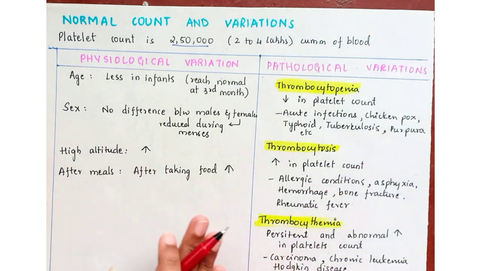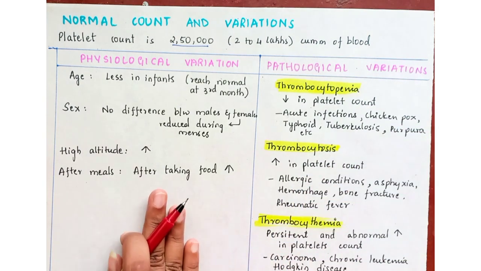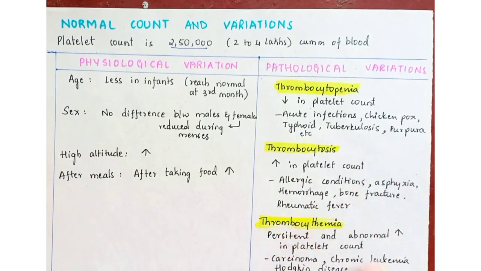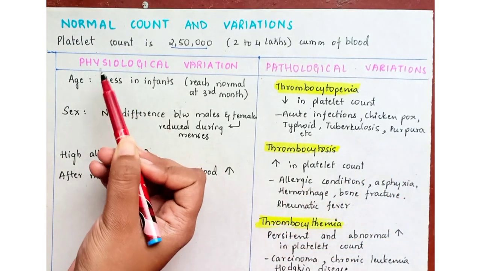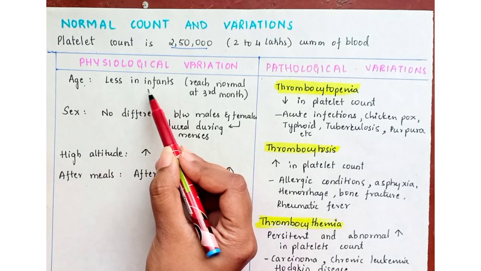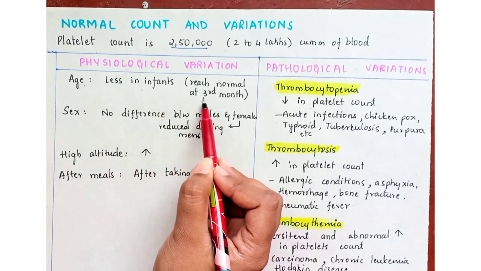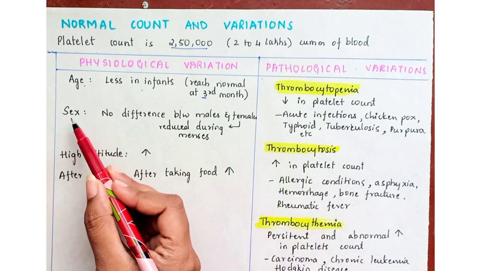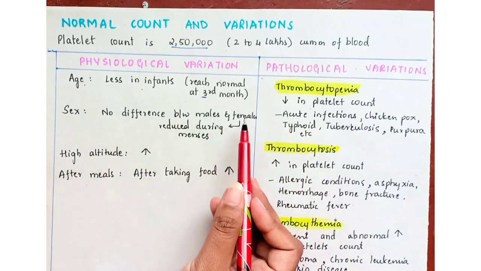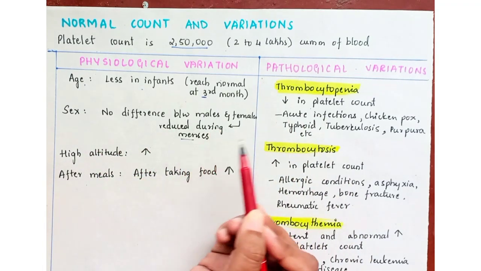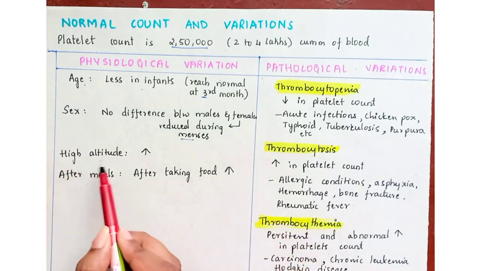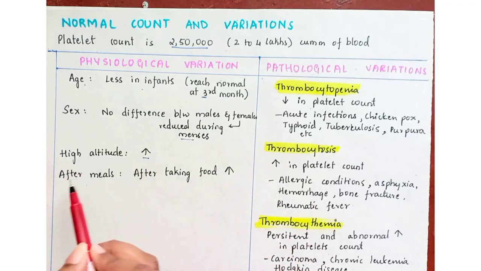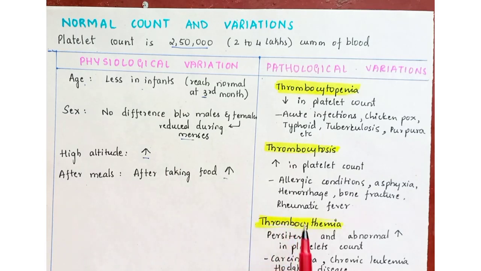So basically there are physiological variations and pathological variations. First, let's understand physiological changes. In age, it is less in infants and by the third month it reaches normal from birth. Sex, male and female have equal numbers except in menses, when female platelets decrease. In high altitudes there is an increase of platelet count, and after meals also the platelet count increases.